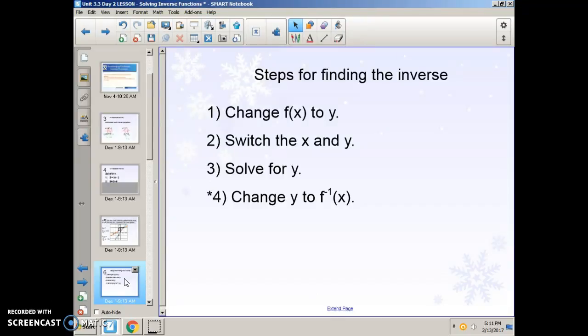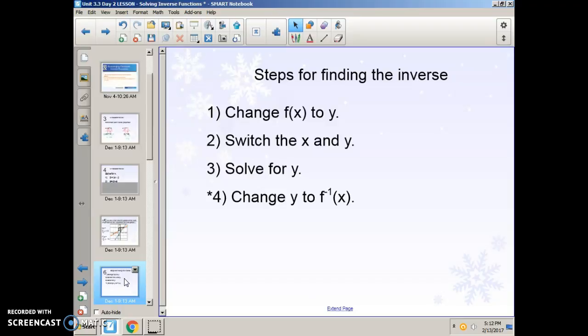Alright, so first step says change f of x to y. That just means in my equation, it's going to start off as f parentheses x. That just means function. Just change it to a y. They're the same thing. We've talked about that before. It's okay, you can change them. Switch the x and the y. That means literally switch their spots. Don't change their sign. Don't change the number. Just switch them, just like we did with the graphing yesterday, only this time it's x and y, not numbers. Then we're going to actually start solving for y all over again.